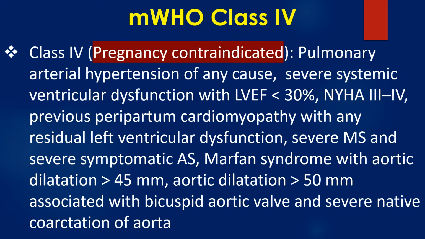Class 4, that is pregnancy contraindicated, includes pulmonary arterial hypertension of any cause, severe systemic ventricular dysfunction with low ventricular ejection fraction below 30%, New York Heart Association functional class 3 to 4, previous peripartum cardiomyopathy with any residual left ventricular dysfunction, severe mitral stenosis, severe aortic stenosis which is symptomatic, Marfan syndrome with aortic dilatation more than 45 mm, aortic dilatation more than 50 mm associated with bicuspid aortic valve, and severe native coarctation of aorta.